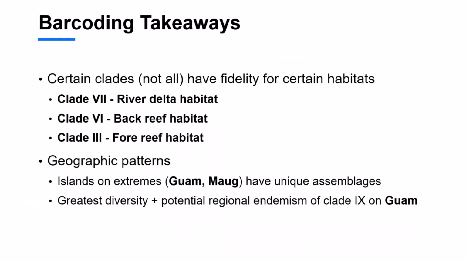So, some takeaways from this barcoding effort. Certain clades do indeed have a fidelity for a habitat type, but this wasn't found in every single clade that I studied. Additionally, from a geographic standpoint, islands on the extremes do have unique assemblages of massive Porites clades. Lastly, the greatest diversity, as well as an example of a potential regional endemism on a single clade, was observed on Guam.